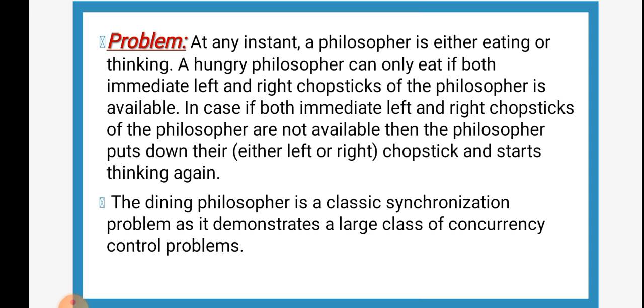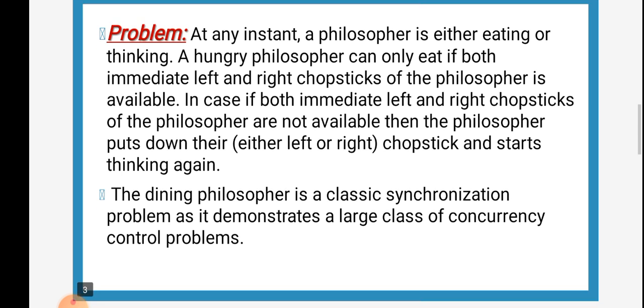So what is the problem? Whenever the philosopher wants to eat, his immediate left and right chopsticks should be available, and one more thing you need to remember, he must first pick up the left and then pick up the right chopstick. If one of the chopsticks is already busy with some other philosopher, then he is not eligible to eat that bowl of rice. So the philosopher is going to wait, and once the chopstick is free, he is going to occupy that chopstick, clear.